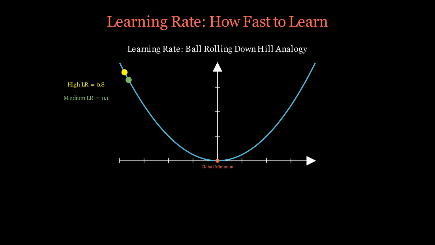Now let's try a medium learning rate of 0.1. The ball takes reasonable steps, steadily approaching the minimum without overshooting. This represents good, stable convergence. Finally, a low learning rate of 0.01. The ball takes tiny steps, moving very slowly toward the minimum. While it will eventually get there, training takes much longer.